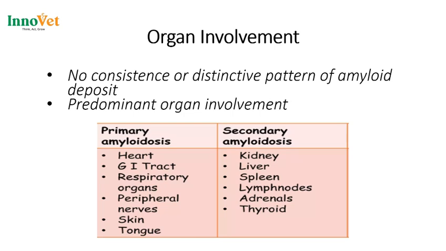Since we are focusing more on the animal side, and we know that primary amyloidosis is rare in animals, we are going to see some general representations of secondary amyloidosis in some of those organs in the next slides.